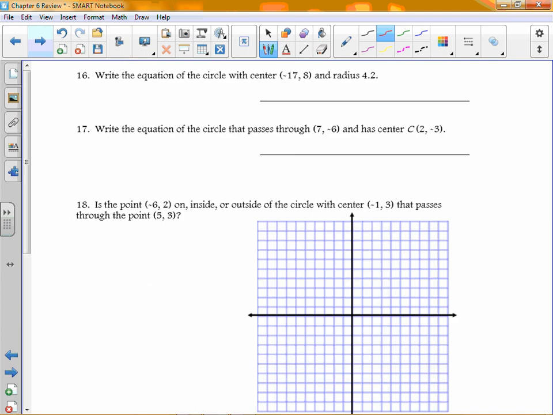Write the equation of a circle with the center of (negative 17, 8). So (x plus 17) plus (y minus 8). Again, guys, it's the opposite. And guys, I don't have 4.2 squared memorized. So I go 4.2 times 4.2. 17.64. So 17.64 is my radius squared.